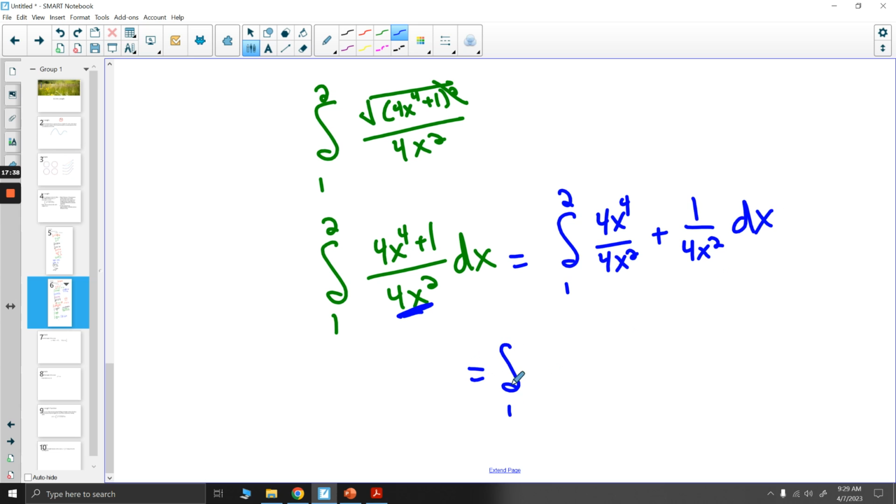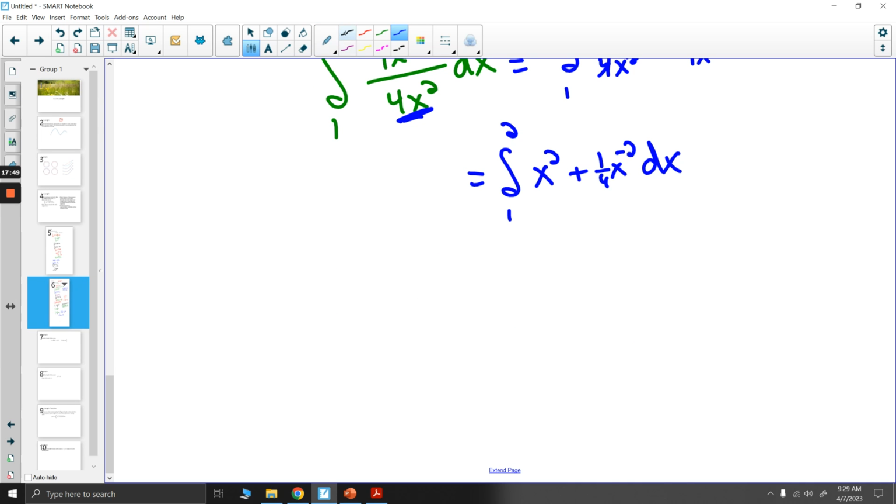So that is to say the integral from 1 to 2 of, the 4's cancel, and we have x squared plus 1/4 x to the negative 2 dx. And now we can integrate this thing. So a lot of work, but it's just algebra. Not that that makes you feel better, but it's just algebra usually.